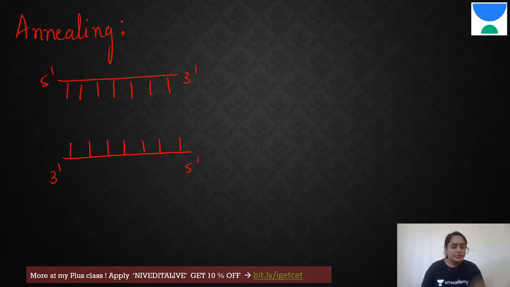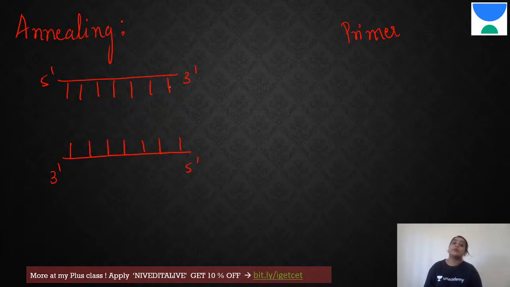I had kept it on, but anyways, the next step is annealing. Annealing, like I said, is fusing. So what we do here is we need to add something called a primer. If you have studied DNA replication, you realize that your enzyme just cannot start by itself, it needs another strand here.